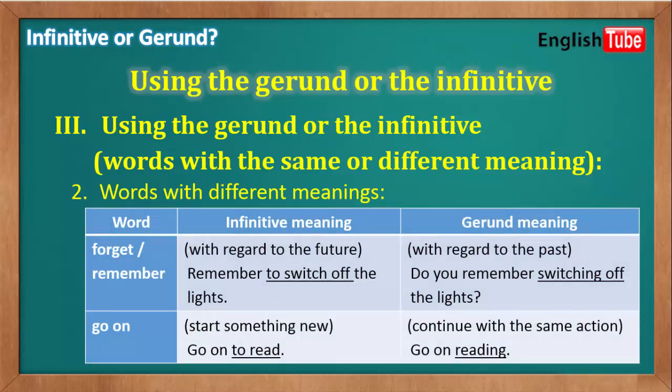Let's take the word, for instance, the verb forget or remember, okay? So here, let's take the two examples. Example number one here, remember to switch off the lights. Remember, I say to my child, for instance, I'm going out, and then I tell, for instance, my son, remember, James, remember to switch off the lights. Then I go out, okay? So your attention here, remember to switch off the lights.